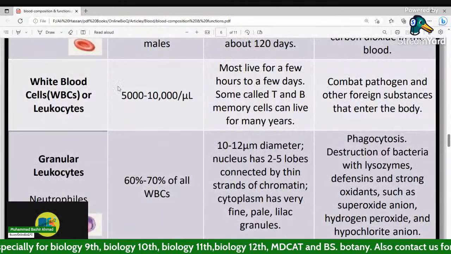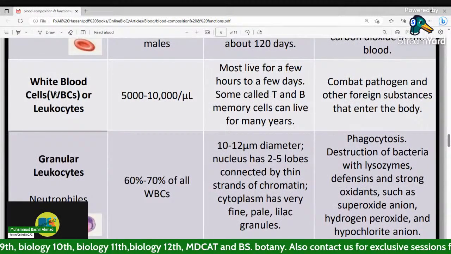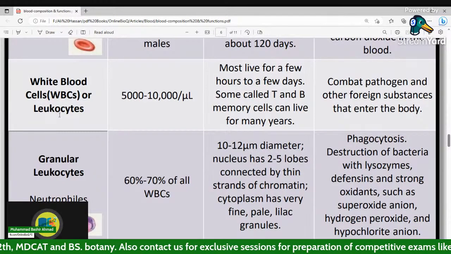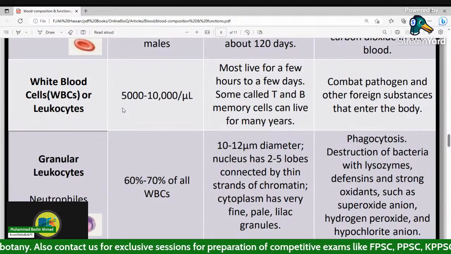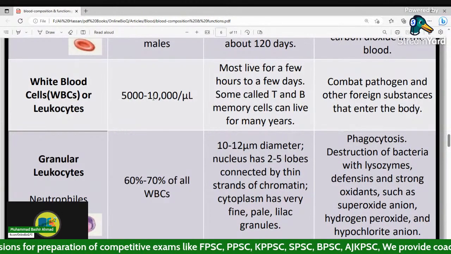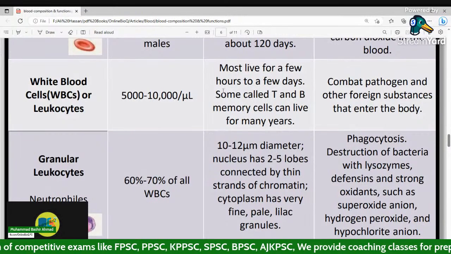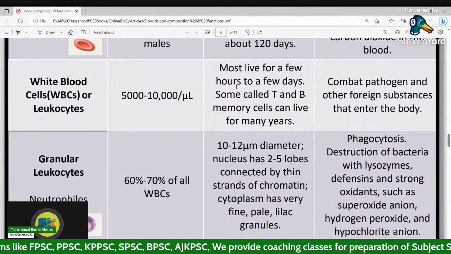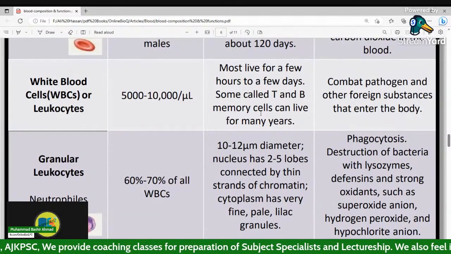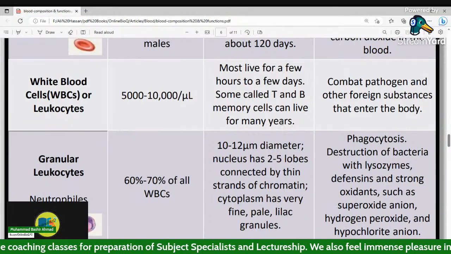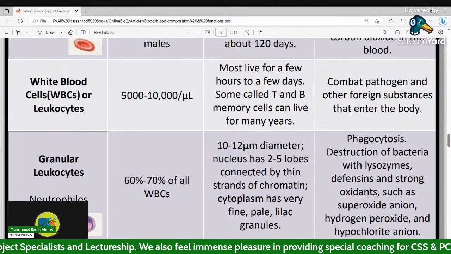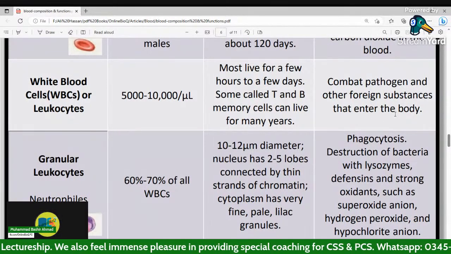Then the next component is white blood cells, symbolized as WBCs or also known as leukocytes. These are present in amounts ranging from 5,000 to 10,000 per microliter. Most live for a few hours to a few days. Some called T and B memory cells can live for many years. These combat pathogens and other foreign substances that enter the body.